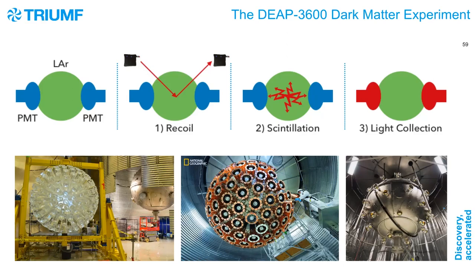So thanks to those devices, we can sit there peacefully and calmly for many years and stare at this bath of liquid argon and look precisely for a very unique feature in light that a dark matter particle can come in and generate. And with that, we can confirm or not confirm what the dark matter property was that came in. DEAP-3600 has been running now for 5 years.